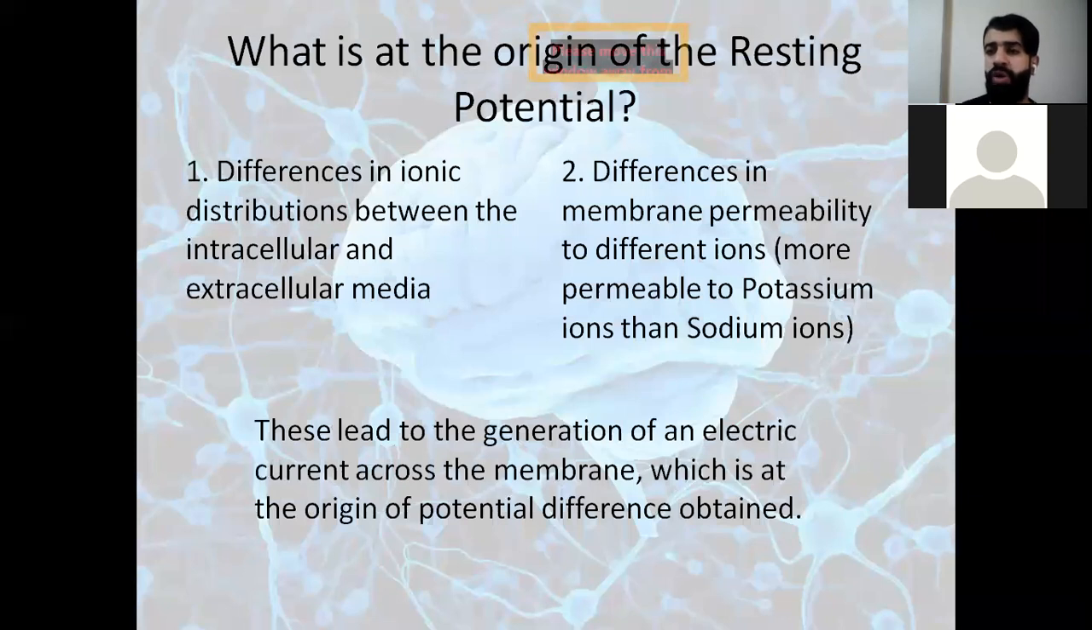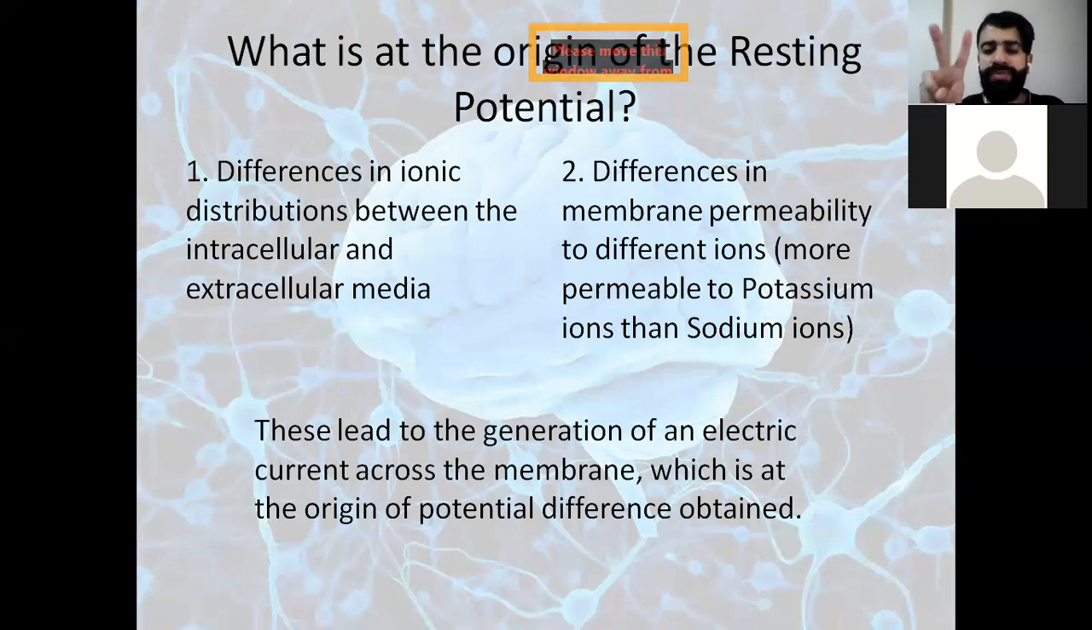For example, they are more permeable to potassium than to sodium. يعني بيخلوا البوتاسيوم أكتر يفوت من الصوديوم. So this is another cause or origin for the potential difference or the resting potential. This will lead to a difference in the ions and difference in the electric current across the membrane, which is the origin of the potential difference.